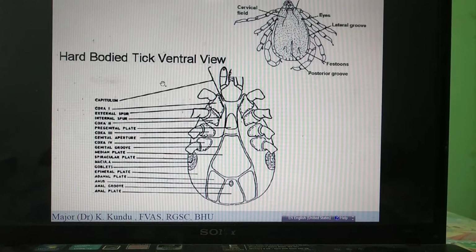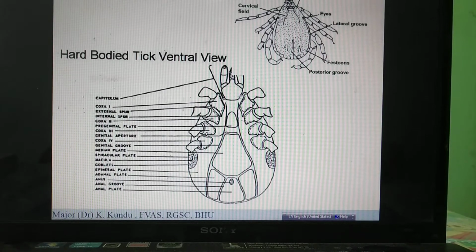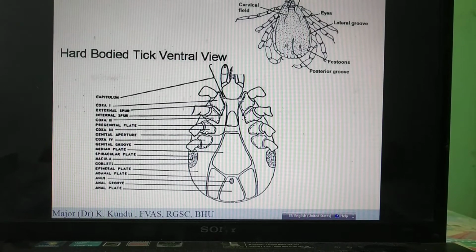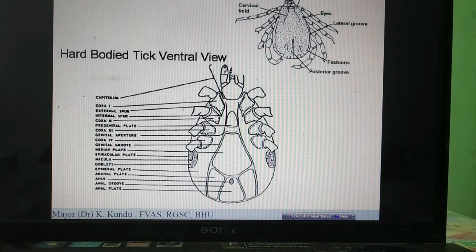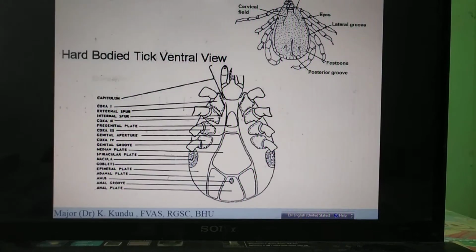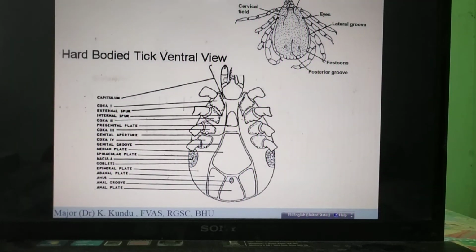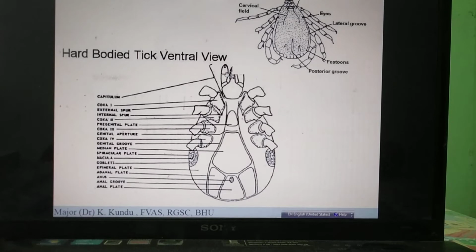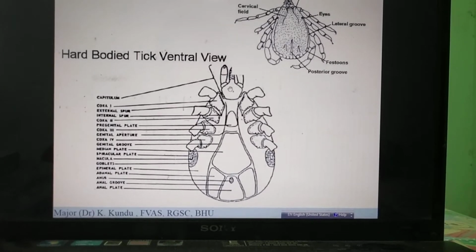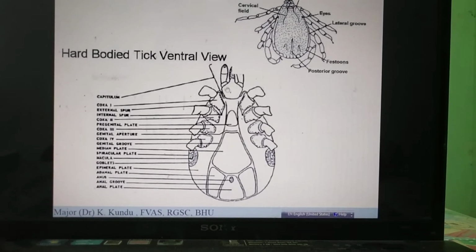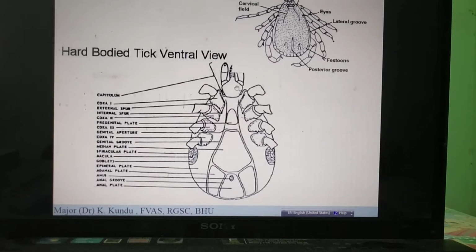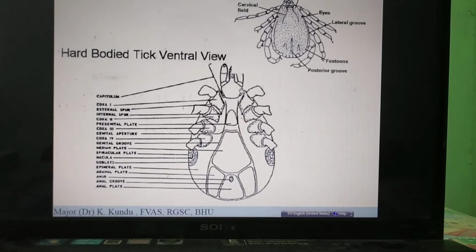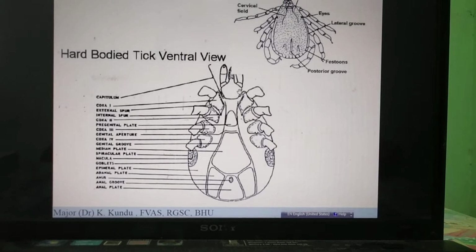So first important morphological structure that we will see is the capitulum or the basis capituli. Okay, the shape of the basis capituli. Number two, the mouth parts, whether they are longirostrate or brevirostrate. Now how to understand it is longirostrate? The mouth parts are long. If the mouth parts, that is the palps, are longer than the length of the capitulum, or equal to the width of the capitulum, or longer than the width of the capitulum, they are known as longirostrate.